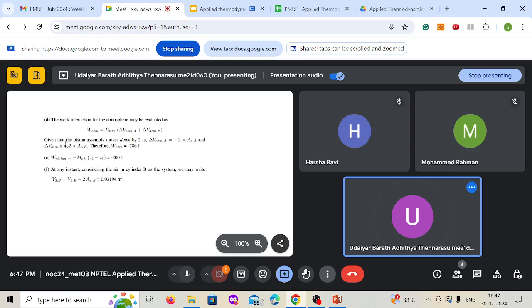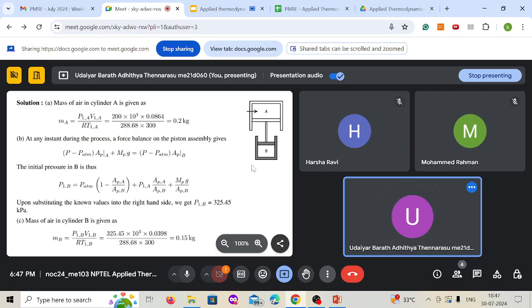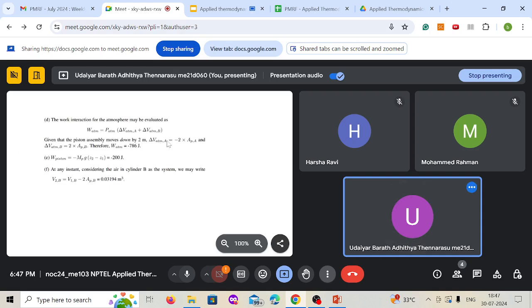During the process they have given that the piston moves downwards by 2 meter. So delta V of A is minus 2 into area of cylinder A, and similarly for B, it is nothing but area into height. So that will give you the volume, area into height. So 2 into area of cylinder B. So we will know the change in volume in cylinder A and cylinder B, and we know atmospheric pressure is 100 kilopascal. On substituting, it will come out to be 786 joules.